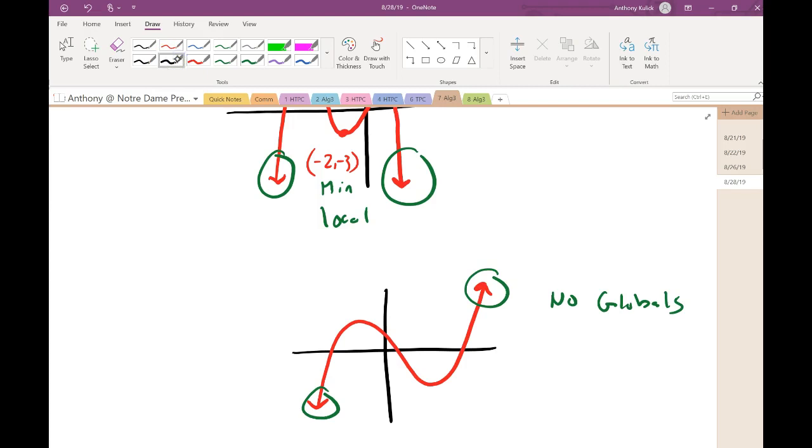And really, the ends that the arrows point, whether they're pointing up, gets rid of any global maximum. And if the arrows both point down, gets rid of any global minimum. So you can tell right away just by the direction the arrows are pointing whether you can have a global maximum or minimum. Does that feel okay there?